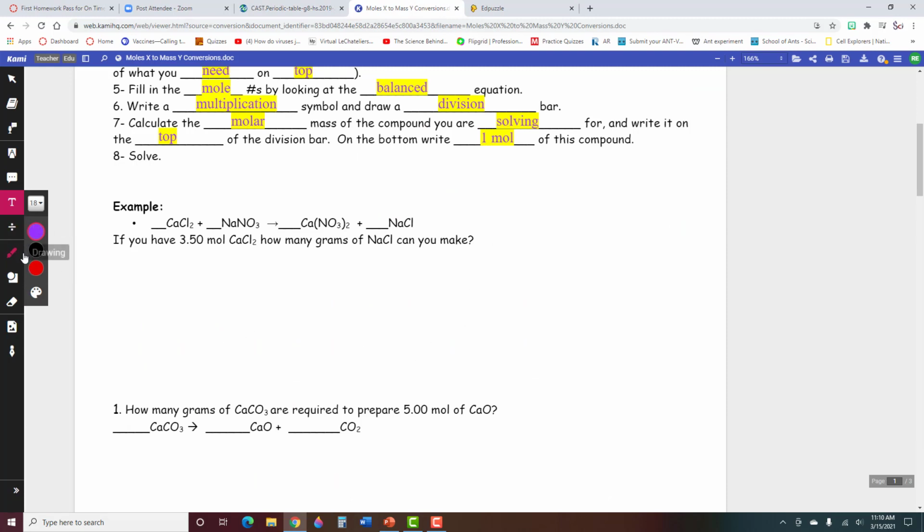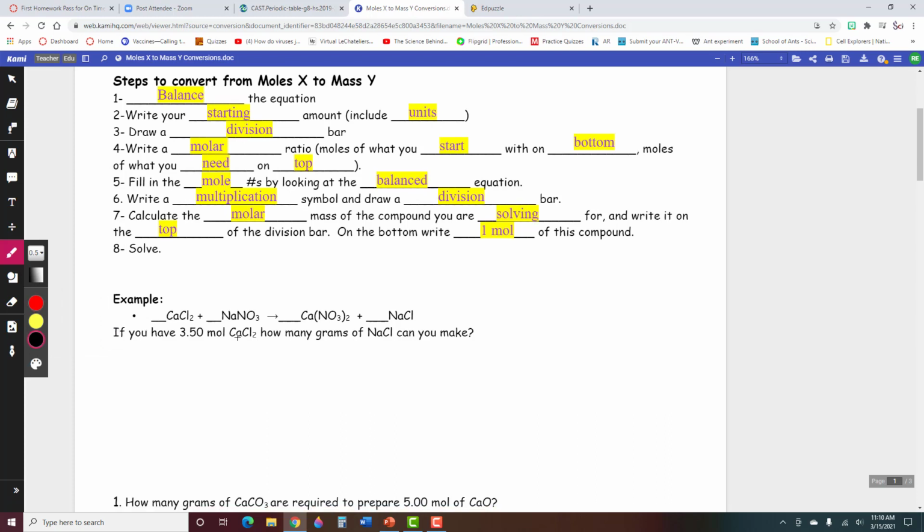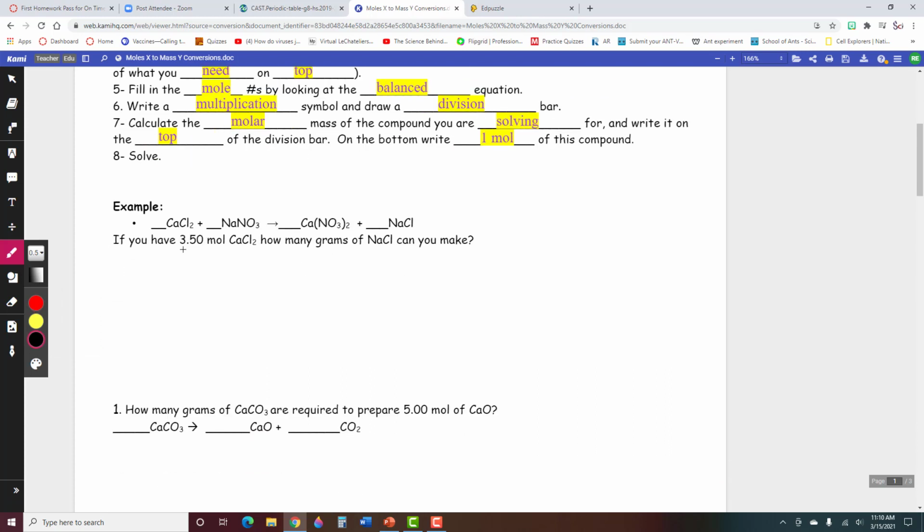So let's start by balancing the equation, because that is always going to be step 1. Let's do black. Alright, so if you do not have to write these out, like you're at the point where you could look at this equation and balance it just in your head, then you do what works for you. You do not have to write these out.